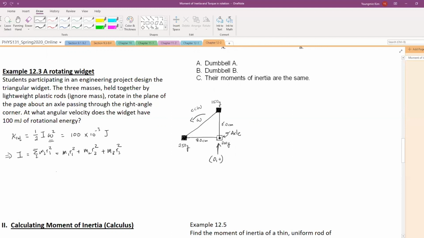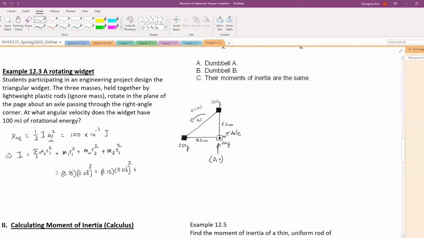So here we have, and whether this is positive or negative in terms of directionality doesn't matter because we're going to square it. So the first mass, I'm going to go this way, is 0.25 kilogram, and the distance away from the axle is 0.8 meters squared. Don't forget the square. Second object, you have 0.15 and distance 0.06. Again, don't forget to square it.